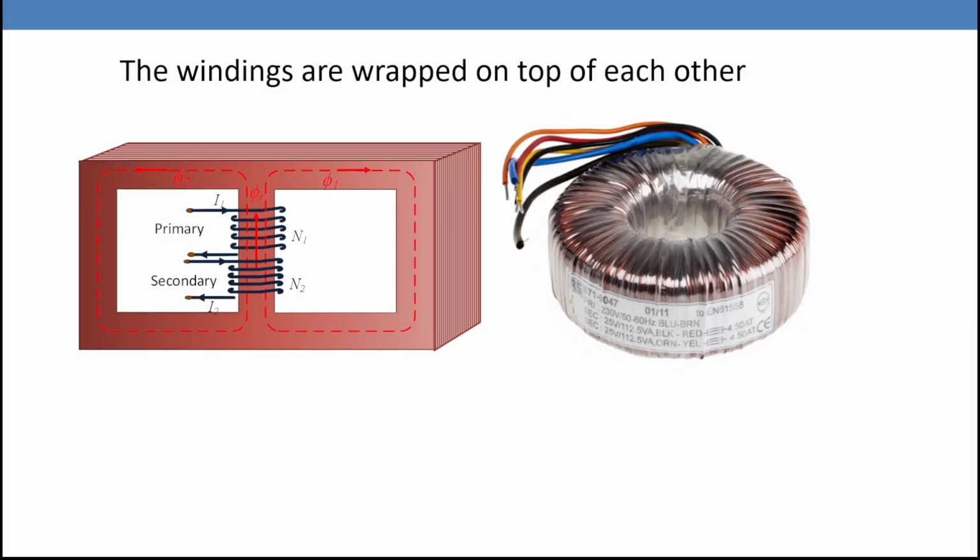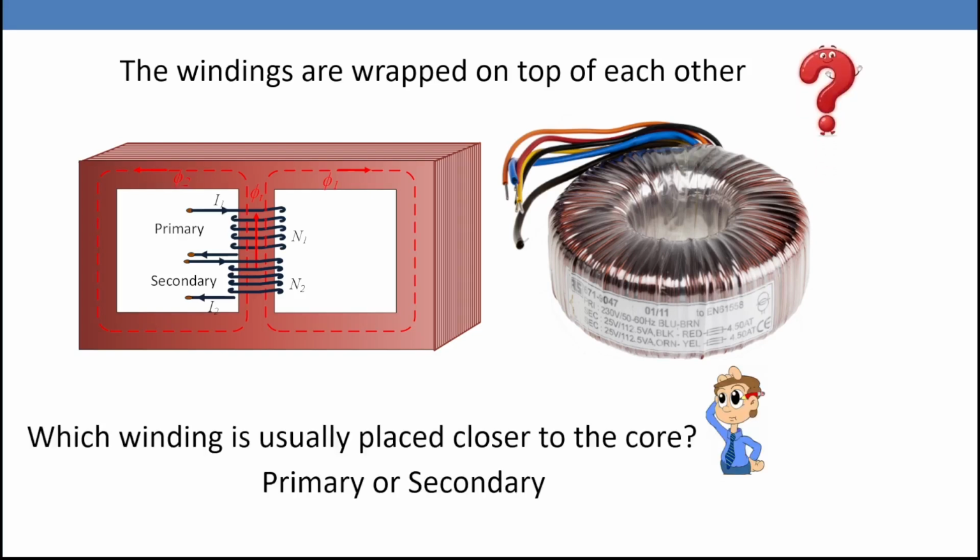We noticed in the previous slides that you mentioned for the shell type and toroidal type that the windings are wrapped on top of each other. And even for the core type, we can wind them on top of each other. Why? So we need to answer this question. Another question: which winding is usually placed closer to the core, primary or secondary?